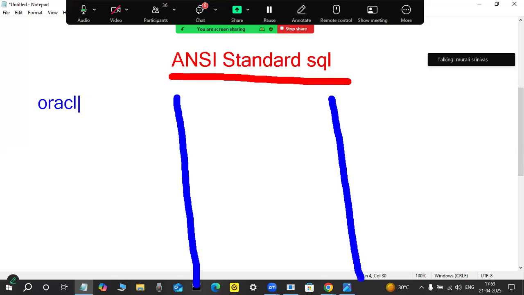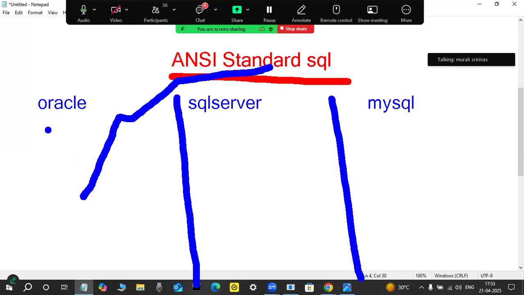From this ANSI standard SQL, very important, same like Java, same like .NET, observe here. From this ANSI standard SQL, Oracle Corporation created their own SQL language. So many fellows don't know this. That's why in our class we are learning which language? Oracle SQL.